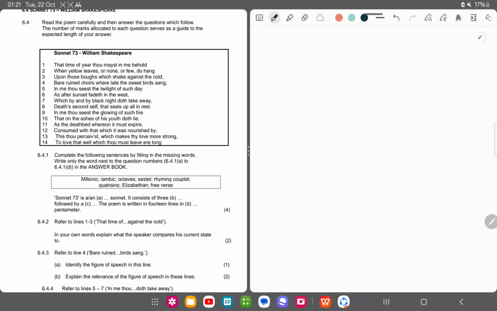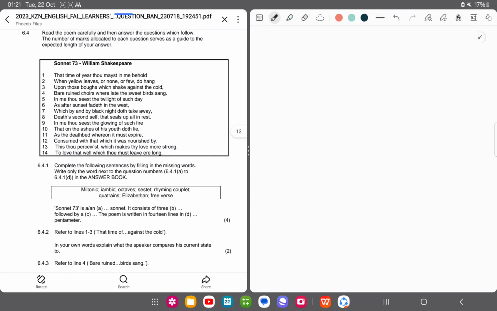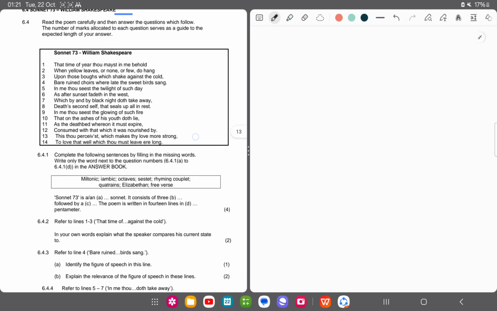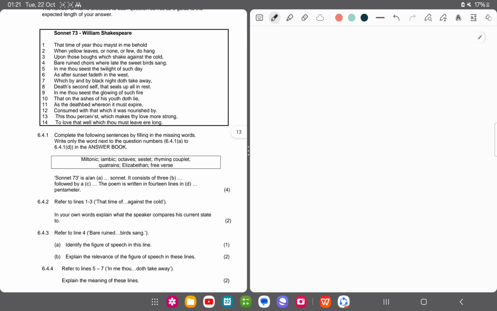In this lesson, we are going to practice answering questions based on grade 12 poems. In this case, we'll be looking at Sonnet 73 by William Shakespeare. So let's skip right through to the questions. We will just go through the poem when we are answering the questions. Right, so let's start with 6.1.